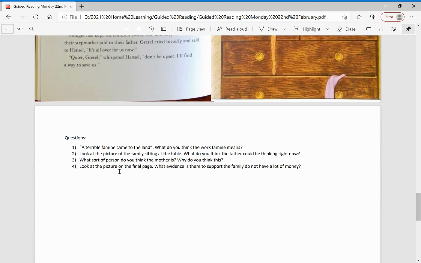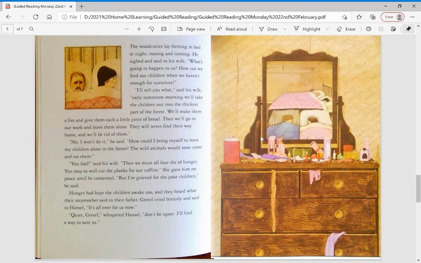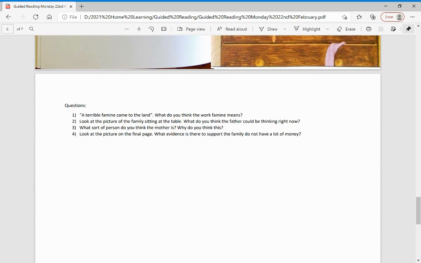And then number 4, look at the picture on the final page. What evidence is there to support the family do not have a lot of money? So we're looking at this final bit here. What in this picture can you see that shows that maybe the family don't have a lot of money? There are a couple of answers for this one. See if you can come up with a few. So there are questions. As always, the answers are on the next page. So I hope you enjoy reading and answering these inference questions on text, and I will see all you guys later.